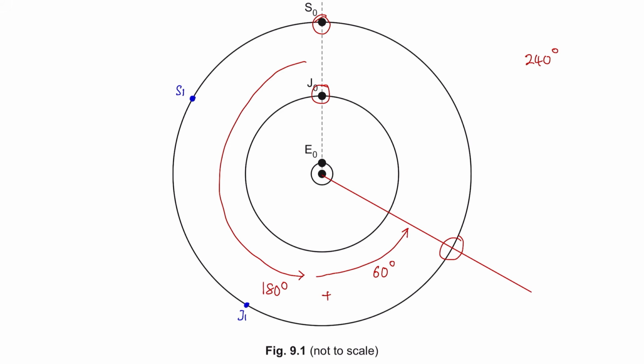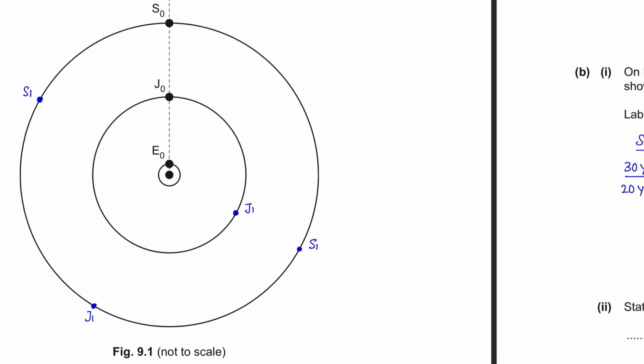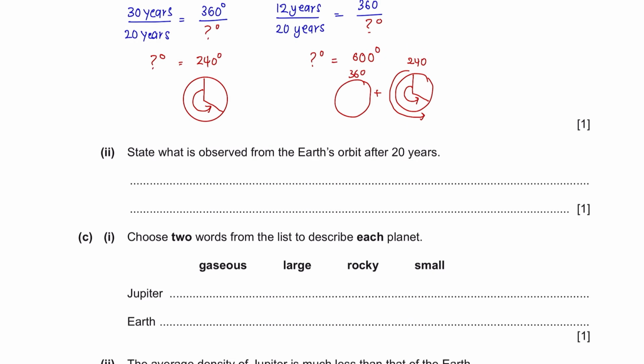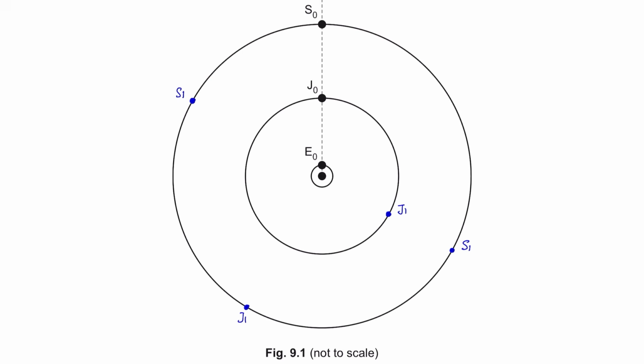So Jupiter will be positioned here, and we will label it as J1, and Saturn will be positioned here, we will label it as S1. Okay, now this is done. Going back to our question, Part 2. State what is observed from Earth's orbit after 20 years. So after 20 years from the Earth's orbit, we can see that Jupiter and Saturn are aligned after one another.